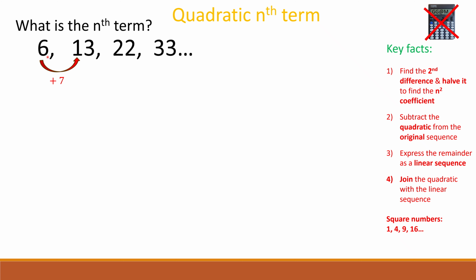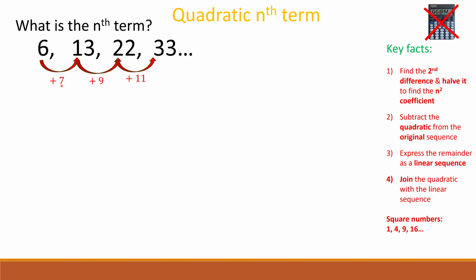So if we look at the difference between 6 and 13, we can see that it is 7 because 13 take away 6 is 7. Then the difference between 13 and 22 is 9 because 22 take away 13 is 9. And the difference between 22 and 33 is 11 because 33 take away 22 is 11. From here we can see that these differences are different. So because the first differences are different, that means we do not have a linear sequence.